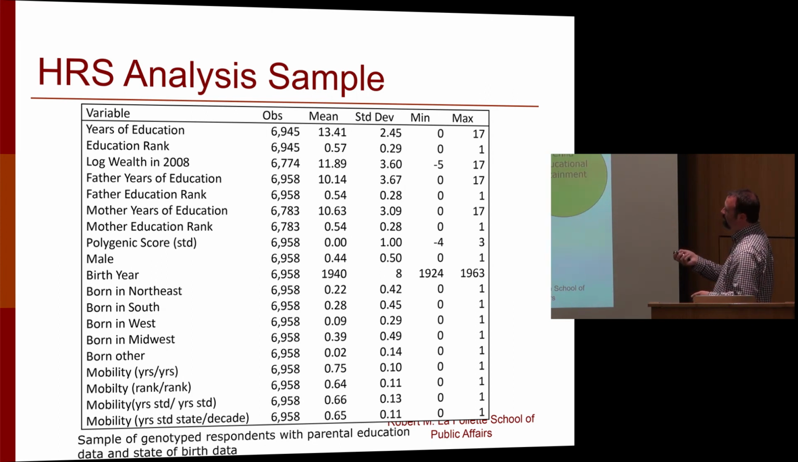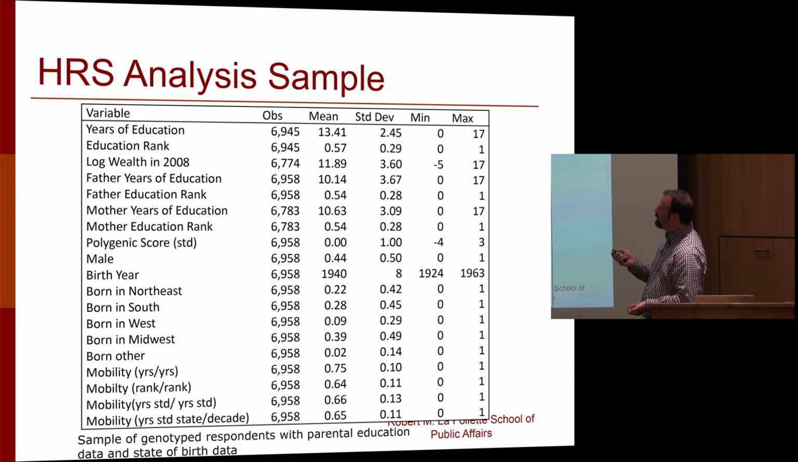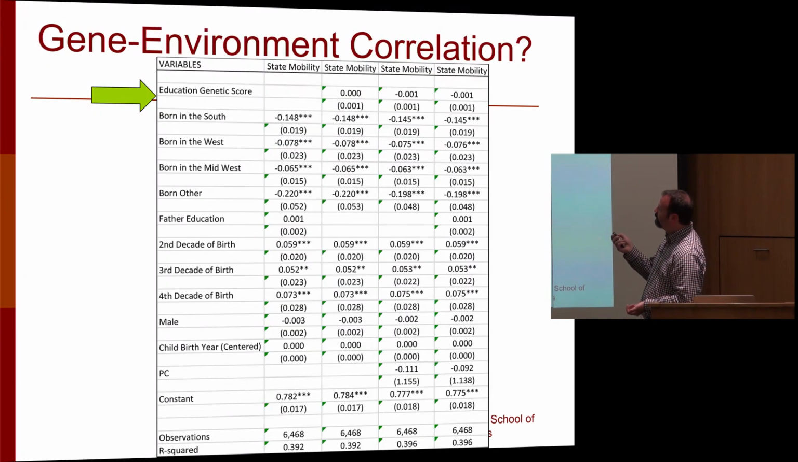So let's interrogate this a little bit. What I need is that the parent's genotype is not sorting children into places that have high mobility versus low mobility. So what I'm going to first show you is that the child's educational score, the polygenic score, when I run a regression where the outcome is state-level educational mobility, there's no correlation between the child's educational score and the educational mobility of the state that he or she is born in. I found that somewhat surprising. It's certainly good for my research design, but I also found it surprising.